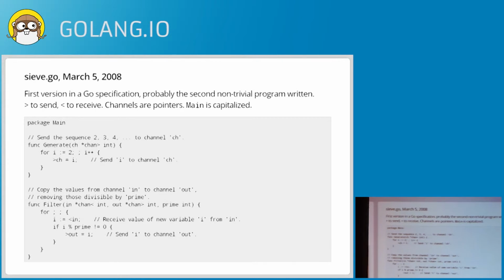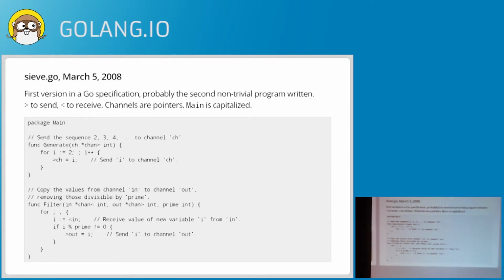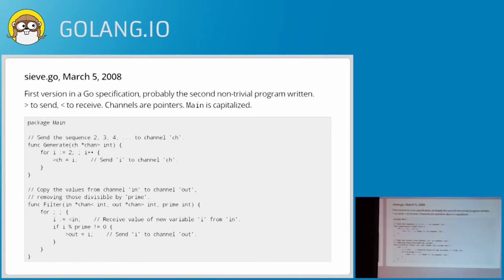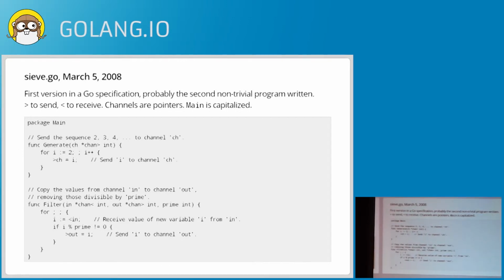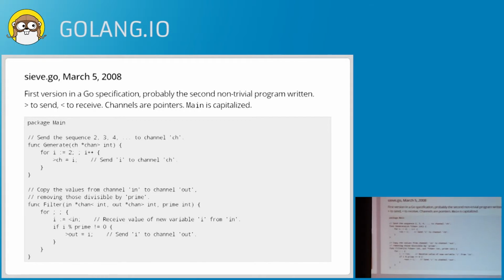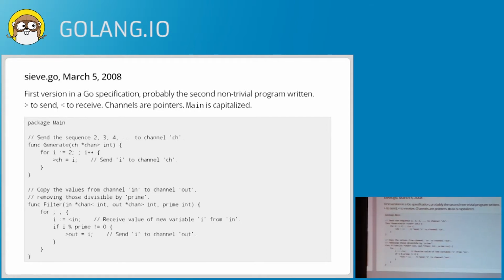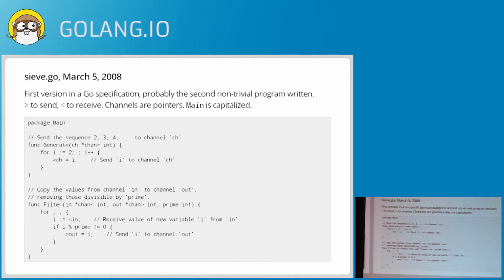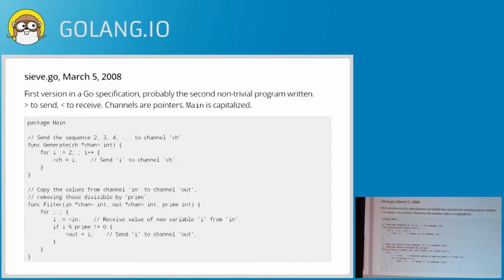Jumping ahead, 2008, March 5th, we actually started writing the spec in Sydney on March 3rd, 2008. 2 days later, Robert said, let's write a program. And so into the spec, we typed this version of sieve.go, which I think is correct, but it's very different from the language today. You can notice that those are pointers, an issue that we struggled with for a long time. They're pointers to a built-in structure that gets built. They still are. They just don't look like that anymore.